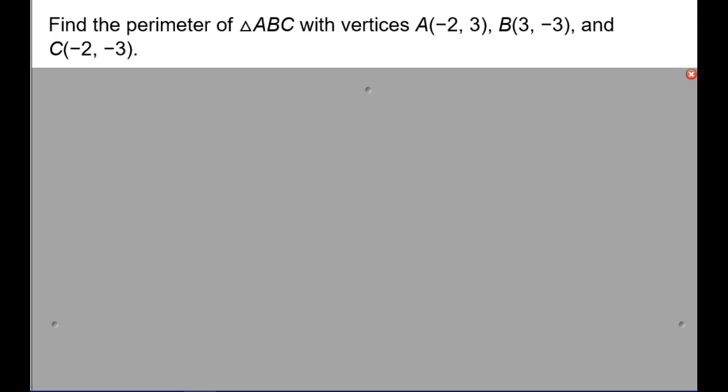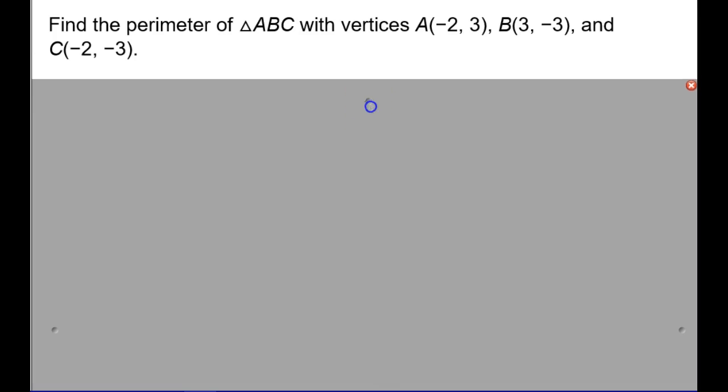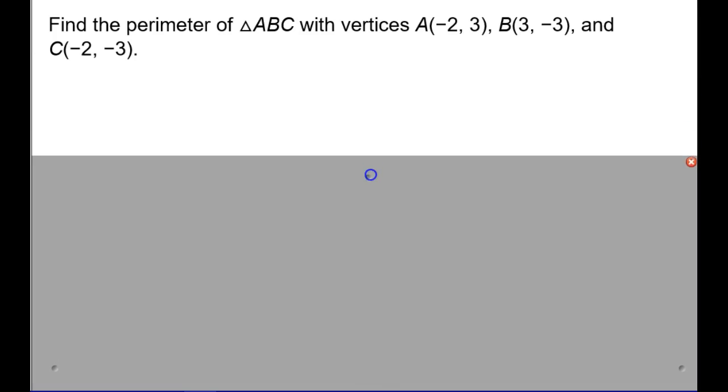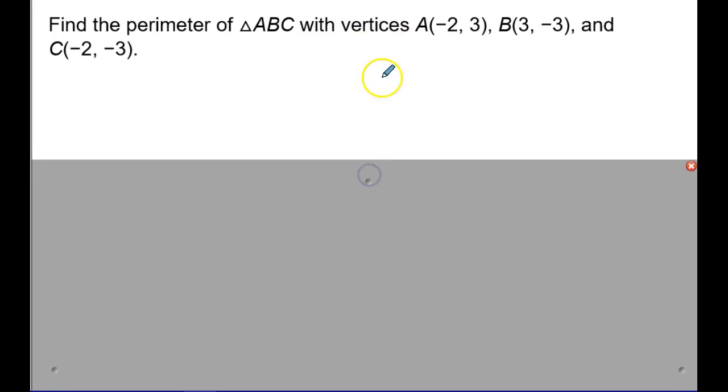Okay. So now I want to find the perimeter. So I see I have triangle ABC with vertices at (-2, 3), (3, -3), and (-2, -3). So I'm a picture person, so I always have to draw just a general sketch of what I'm looking at, right? And it doesn't have to be exact, I just have to give myself kind of an idea. So I see that my first point is at (-2, 3), so there's A. Point B is at (3, -3), B's down here. And then C is at (-2, -3). So there's C.